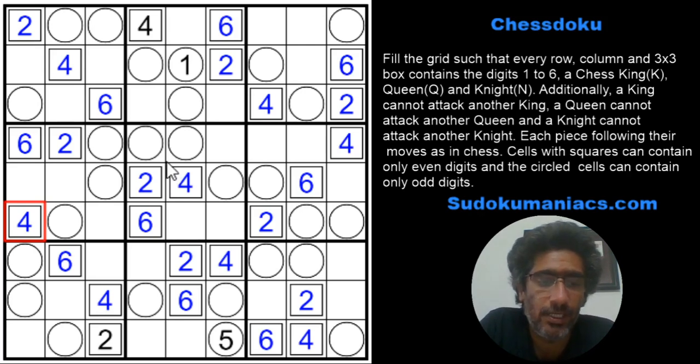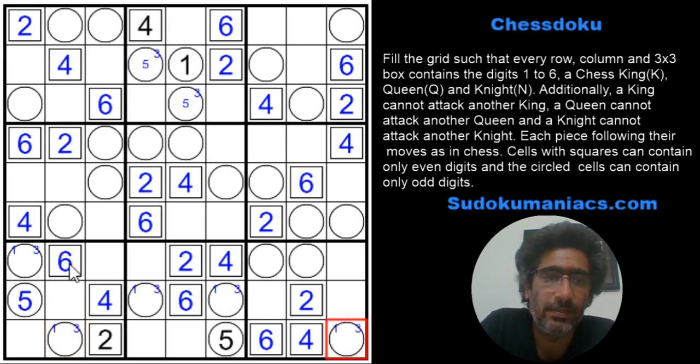Now let's move on to the odd digits. This is a 3 5, 3 5, 1 3, 1 3. So for the row 5 will have to be here, which again pushes the 1 3 here. 5 is locked here, so this is again a 1 3. Now this is a 1 3, so the 5 is locked in these two, right? So this also is a 1 3.